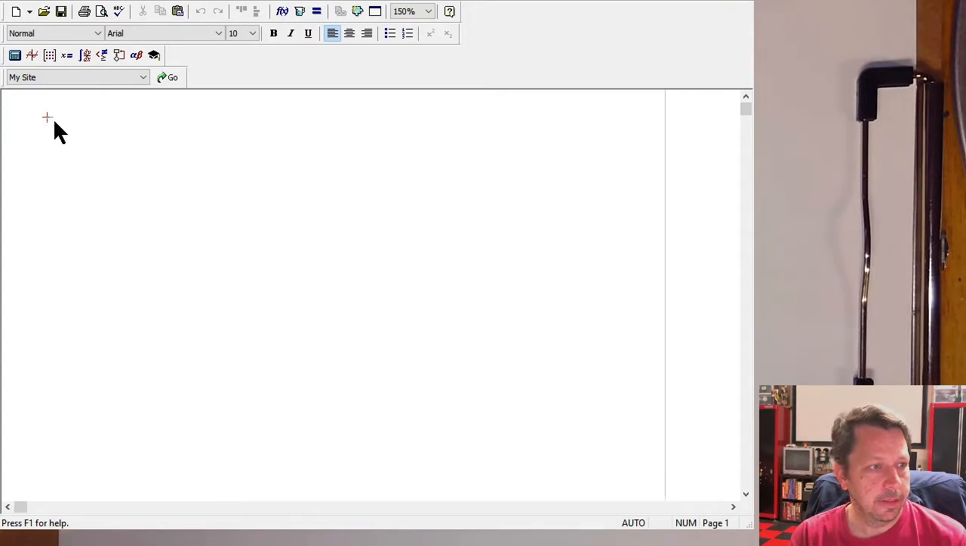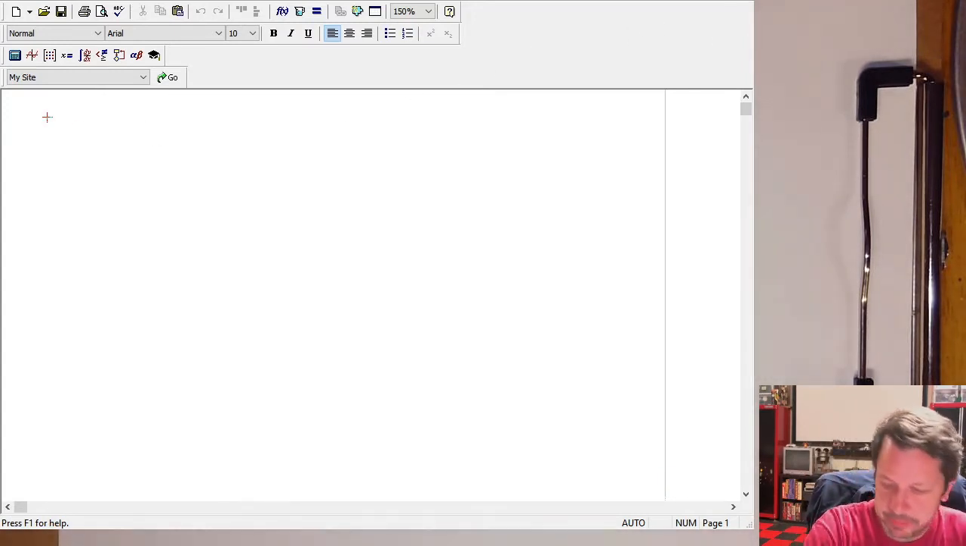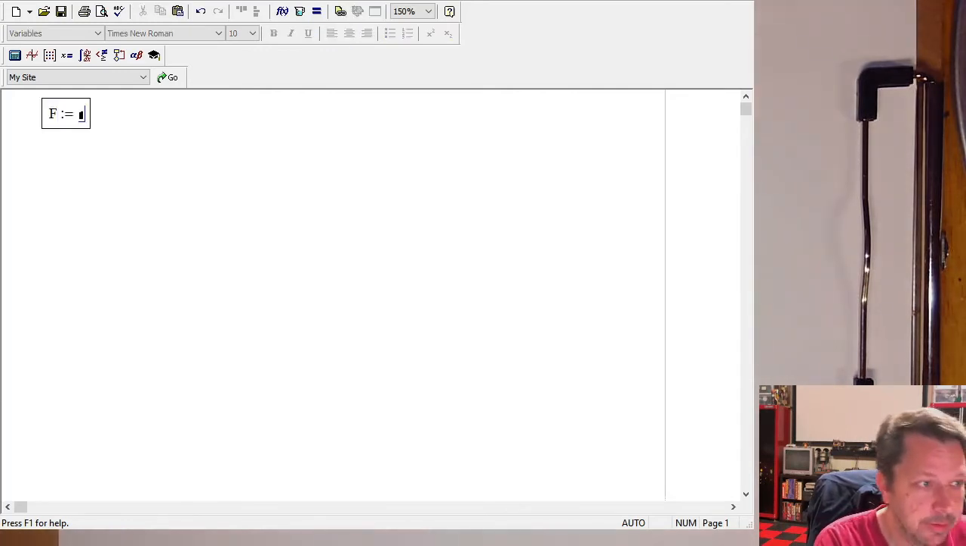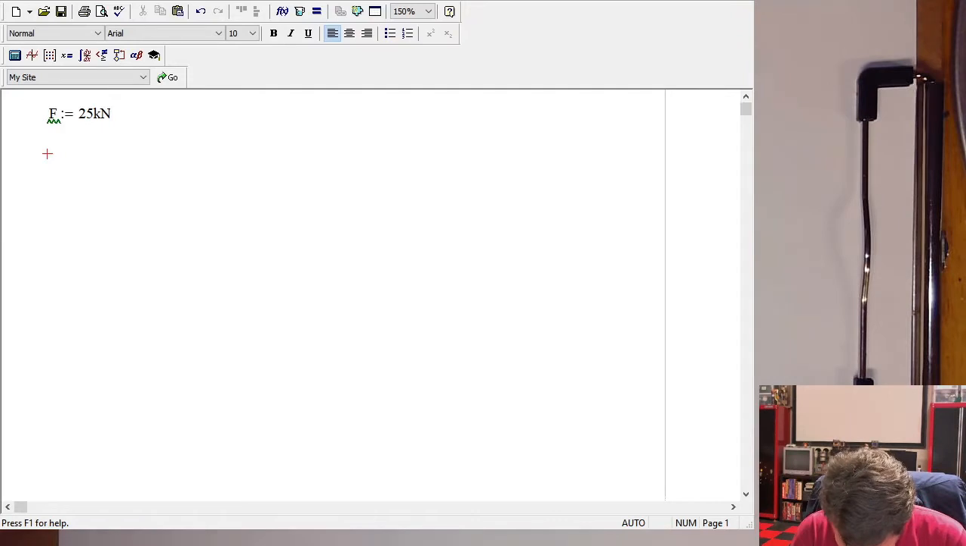I've got Mathcad going over here. So let's start with, let's input some variables. So let's say that we know force is going to be 25 kilonewtons. So we know that. We also see in the book, it tells us, let's look at our book again.